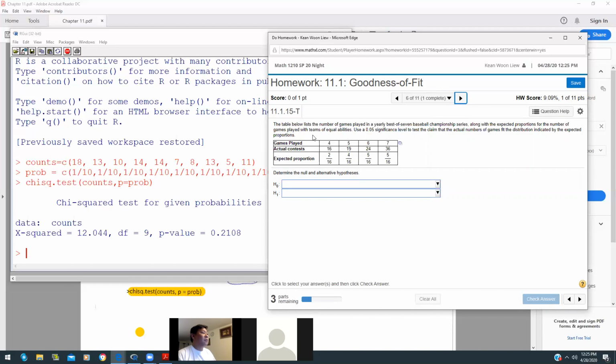All right. This question is also a goodness of fit test. The table below is for the best-of-7 baseball championship series. The expected proportion is based on the number of games played, assuming the teams have equal abilities. So this time they give us the expected proportion, which is your probability. Then you use a 5% significance level to test the claim that the actual number of games fits the distribution indicated by the expected proportion.